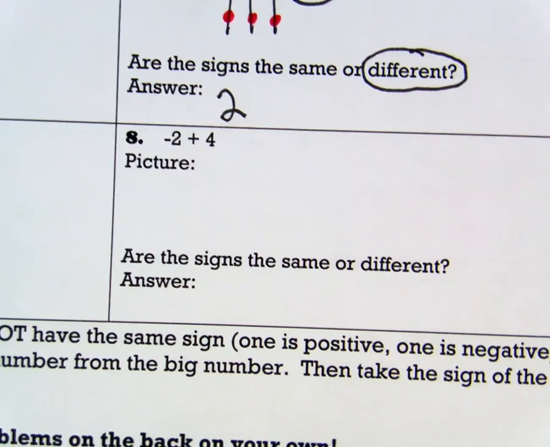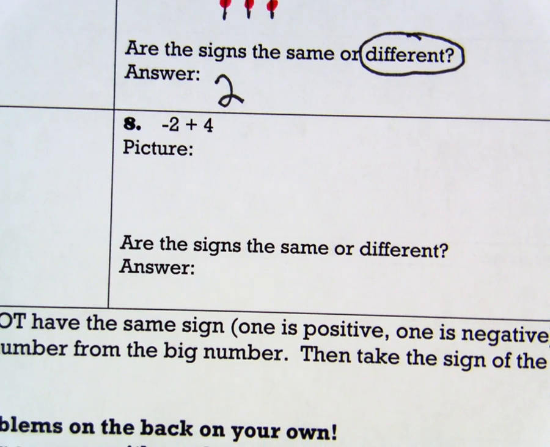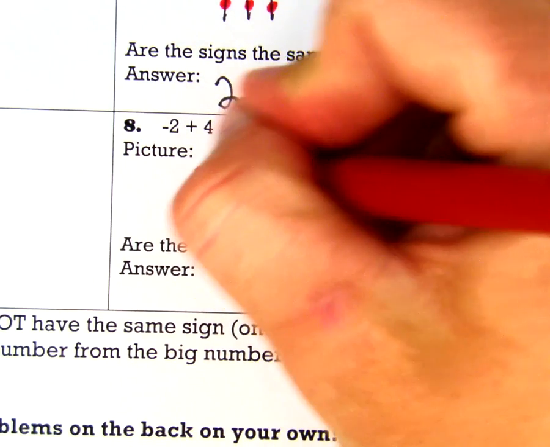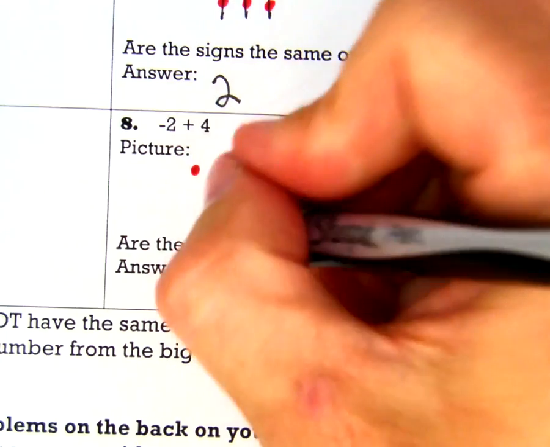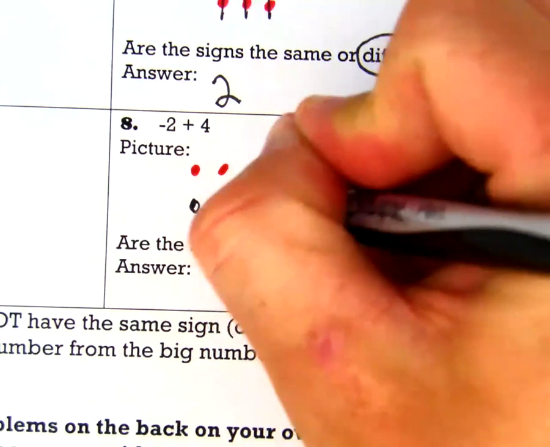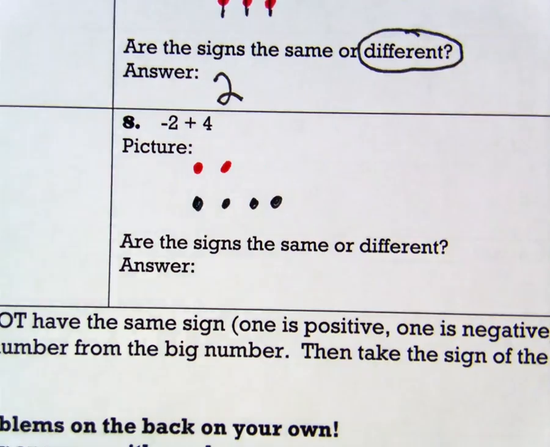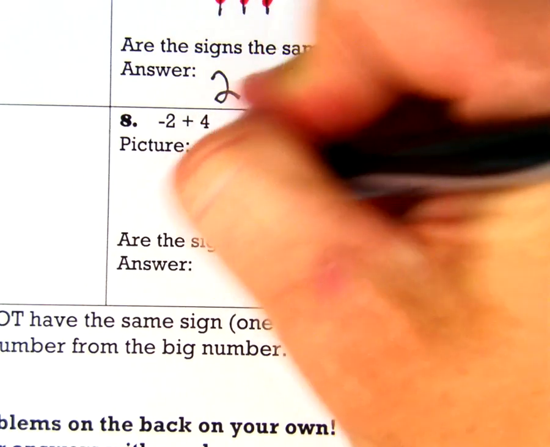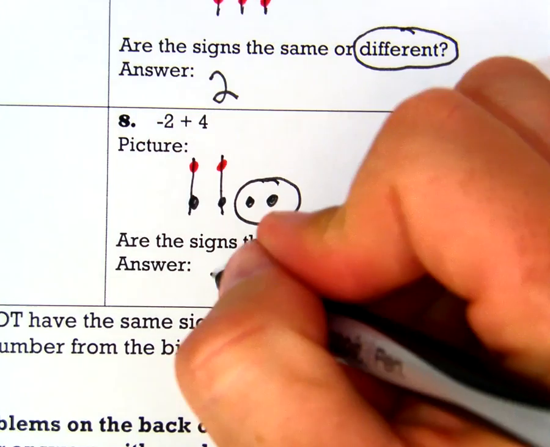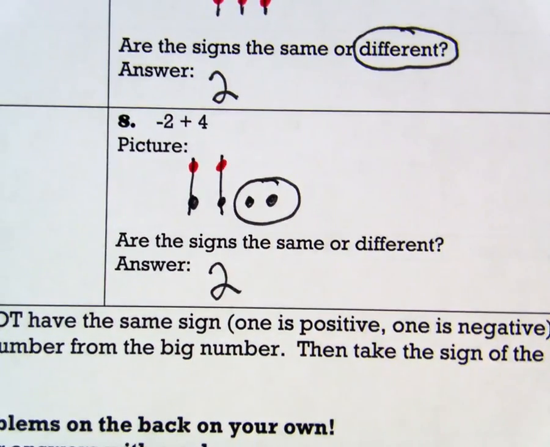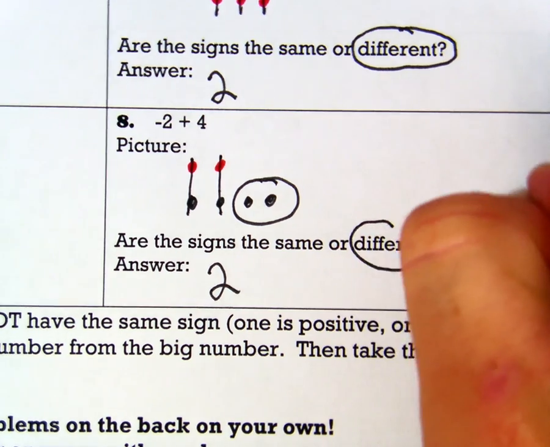Alright, next one. Negative 2 plus 4. Do 2 negatives, 1, 2. And then we're going to add on 4 positives. 1, 2, 3, 4. Go ahead and cancel them out. That leaves me with 2 positives left, so my answer is positive 2. And again, those were different symbols.